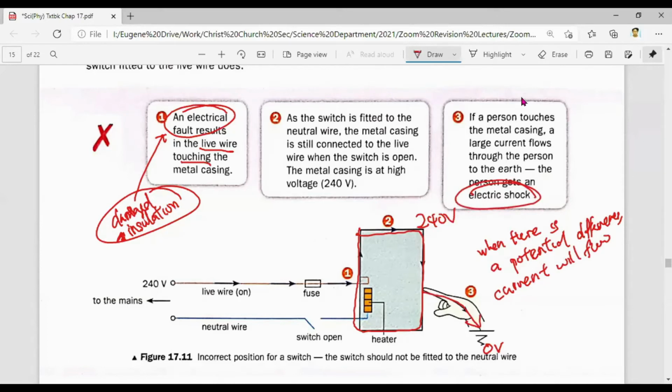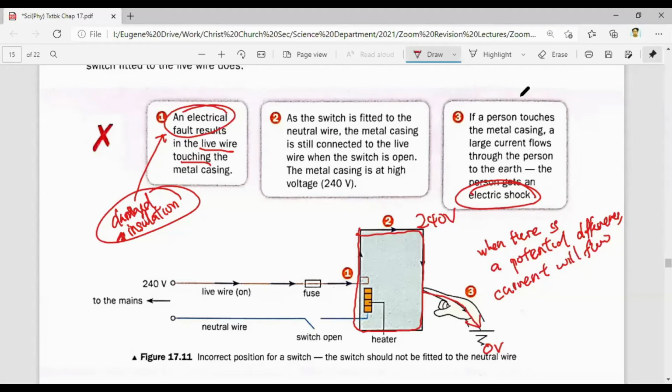So what you want to avoid is this kind of situation here, because even when the switch is open, because the live wire is touching the casing, current will still flow through the person. So you realize it's stupid to place a switch on the neutral wire. But of course, I always get a lot of kids drawing the switch at the neutral wire because they do not know where to place it.